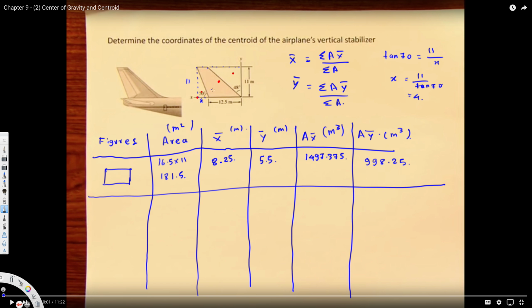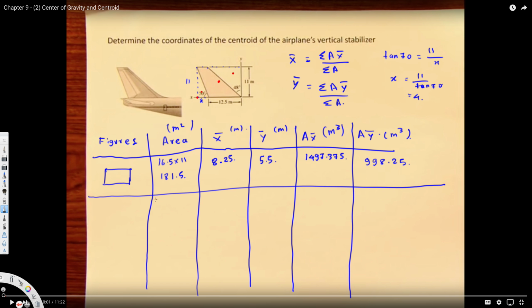Now we are going to calculate the triangle, but we have to be very careful. We are going to subtract this value. So I use a different color pen to avoid the mistake, because most of the time this is the mistake we are going to make. We are not going to subtract. Mostly people don't subtract and add them together. That will mess everything up.